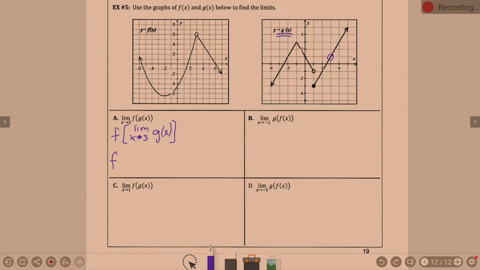I agree with Ethan's finger. 1. We all agree with 1? Did you look at the correct graph? And then we're doing f of 1. Find the point, and I agree, negative 2. Getting the idea of function compositions here? Limits of function compositions?